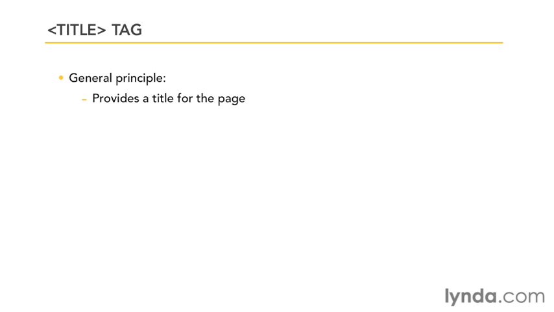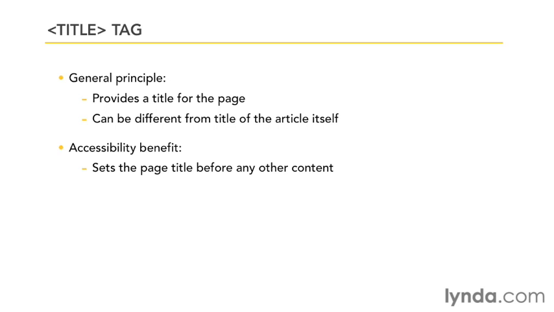The title tag provides the title for the page. When I say title, I don't mean the heading or the first heading of the page. I literally mean the title of the page. Each page has a name or a title. This title can be different from the title of the article itself. For instance, you could make an article called About Me, whereas the title would be About Morten Rand Hendriksen, so it's more specific.